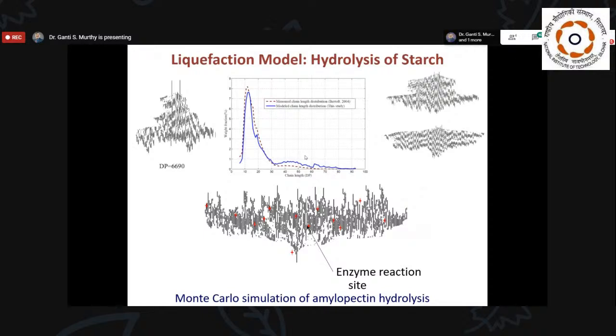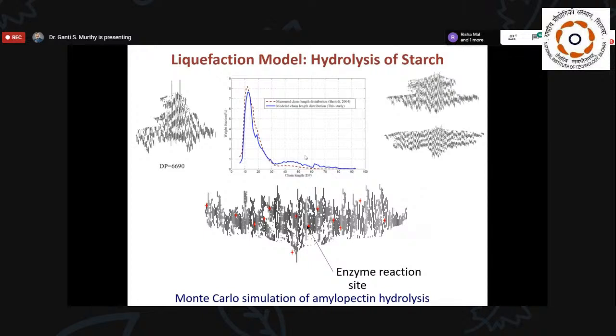Now when we model the starch molecular structure, the amylose, remember how I was describing the action of alpha amylase? I said we have a pile of noodles, or imagine a pile of fishing net, and then you have a pair of scissors and you're randomly cutting it. That exactly is what we try to simulate here.